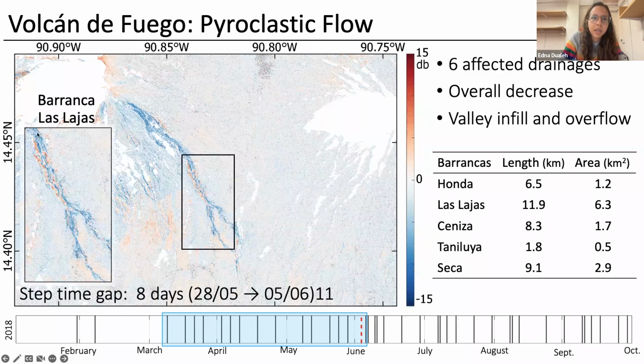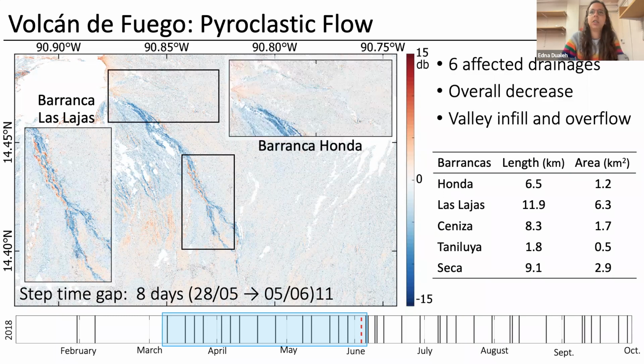The more complex pattern where the flow is overtopped is much sharper as well, so you can better correlate this with information from the ground, as well as more subtle changes in the backscatter. Some of these minor pyroclastic flows in some of the other drainage systems come out clearer in this, as well as some of the internal structures that we can actually see in the pyroclastic flows.